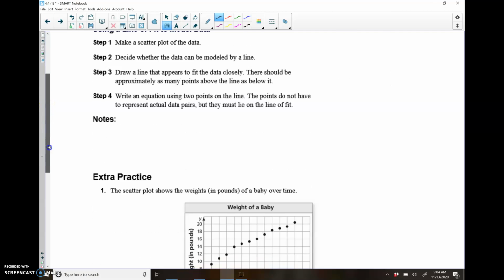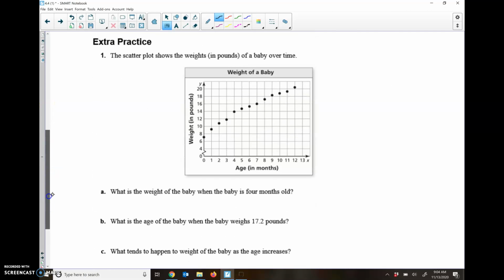This first one is going to make us read this graph here. The scatter plot shows the weight in pounds of a baby over time. What is the weight of the baby when the baby is 4 months old? It's very important that we're looking at the labels here. The vertical axis has weight and the horizontal has age. So we're looking at 4 months old. If I follow my 4 months up here, it looks like it's just under 14 pounds. So I'm going to say 13.9 pounds.